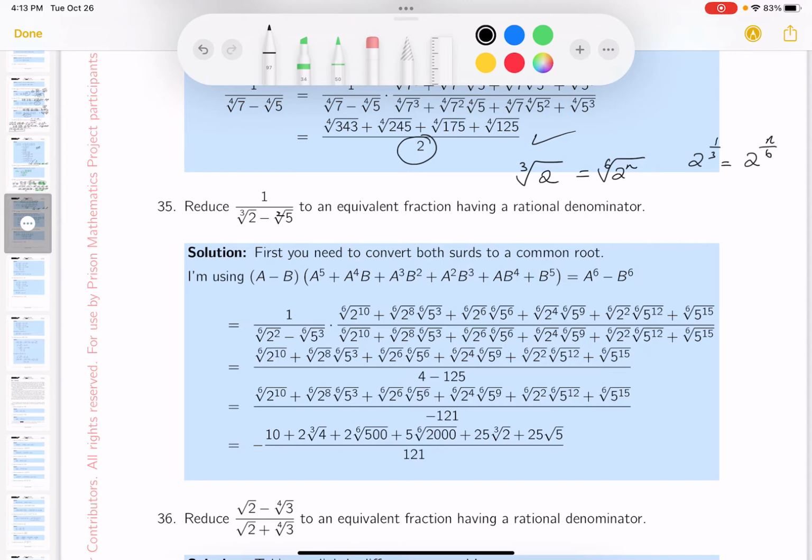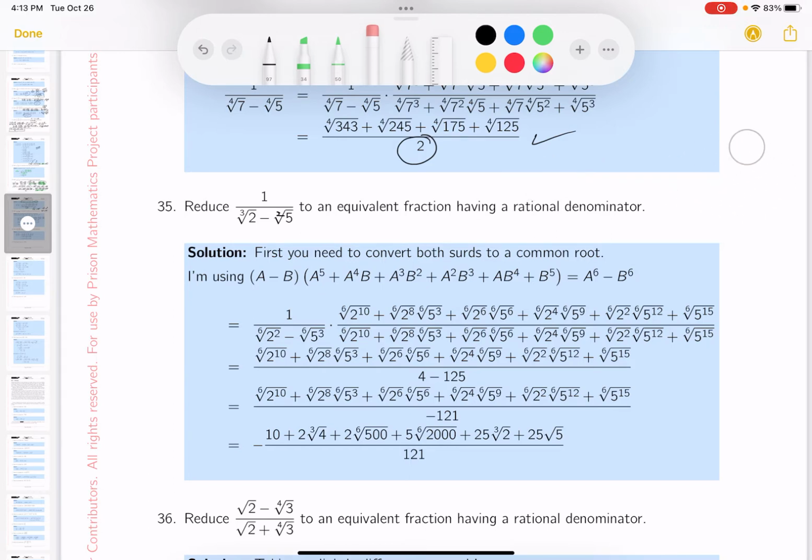What's 6? 6 is what's n? It's got to be 2. So it's going to be the cube root of 2 is the same thing as the 6th root of 4. All right? And that's important. It's actually, 6th root of 4. All right, let me get my eraser out. This is done.